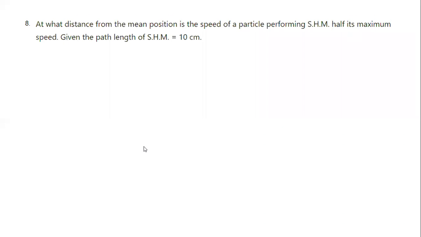Now problem number 8. At what distance from the mean position is the speed of a particle performing SHM half its maximum speed? Speed is half of the maximum speed. Let's see. And here they have given the path length. Listen, when a particle is performing SHM, this is the mean position. This is the extreme position. This is also the extreme position.